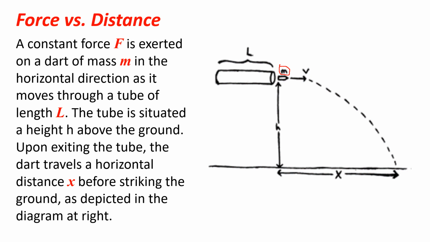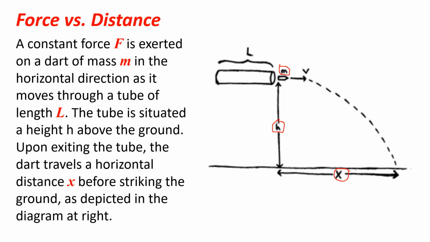The tube is situated a height h above the ground, so right here. Upon exiting the tube, the dart travels a horizontal distance x. Oh, okay. So it travels downward and at the same time travels sideways. This is a concept called projectile motion. And it travels x distance before striking the ground, as depicted in the diagram at the right. So here's a diagram.